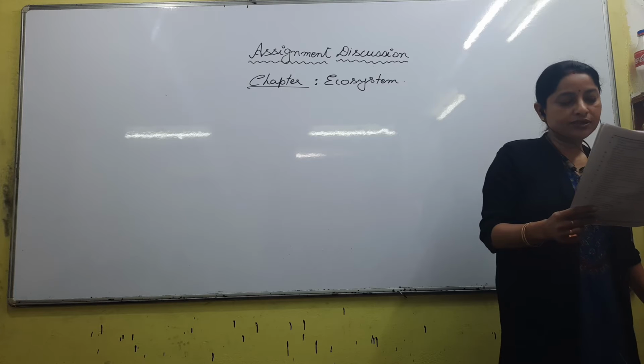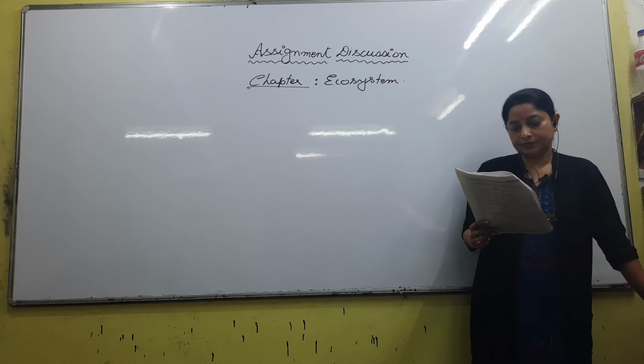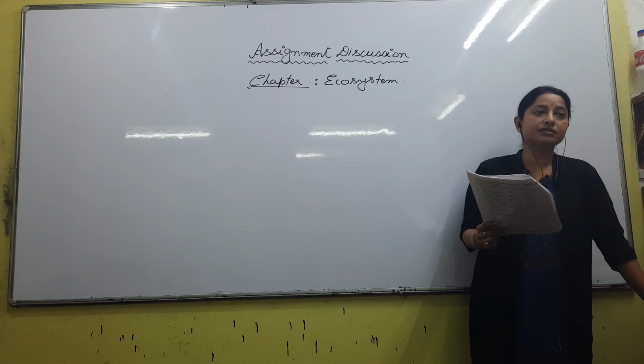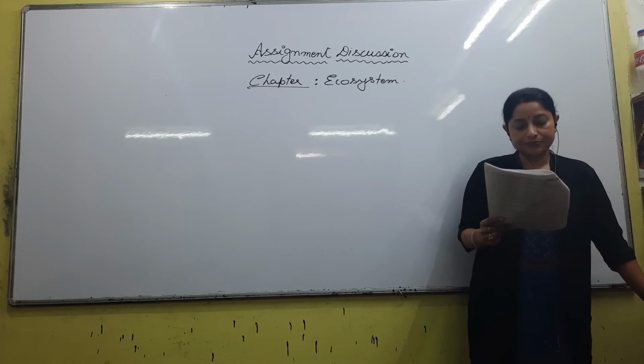74, the components of the ecosystem are all. The question is about the functions of an ecosystem, the functional aspect of an ecosystem.